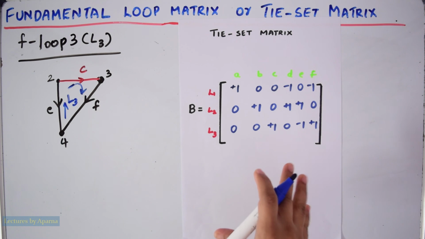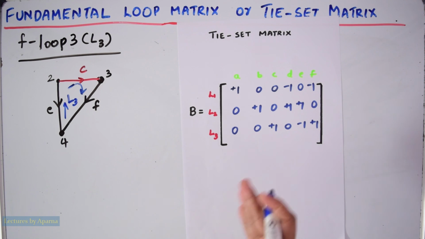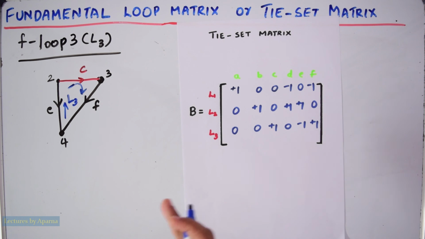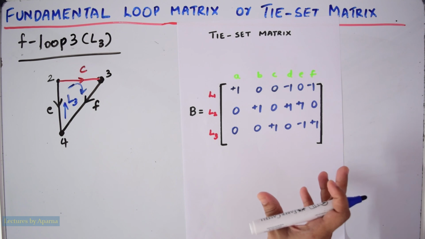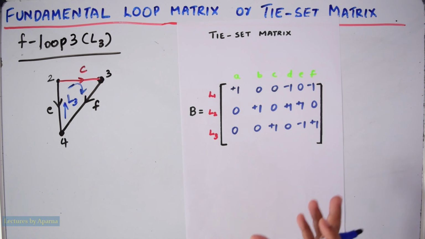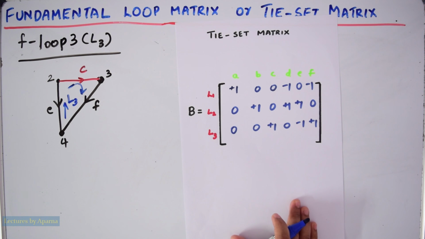The number of fundamental loop matrices that a directed graph will have is the same as the number of trees that it will have, because for each tree there will be a fundamental loop matrix. So these are some of the concepts about the fundamental loop matrix.